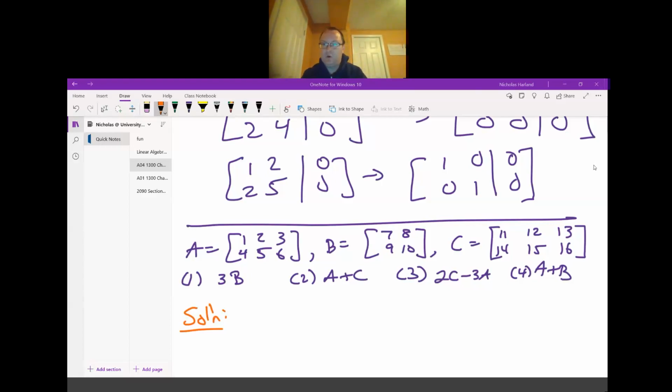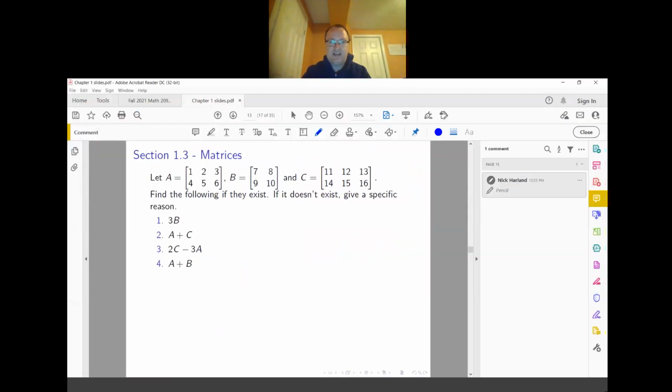Something like number of rows or columns. So in this case right here, we have a question that says, if it doesn't exist, give a specific reason. So I want to be clear about what I mean by that. Saying the number of rows and columns is not specific enough. We have to be very specific as our reasons. Some people are saying they're not the same size. That's perfect.